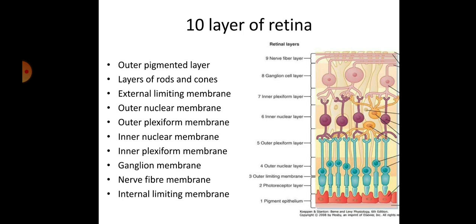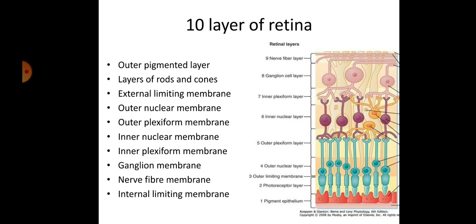After that, the outer nuclear layer. Outer nuclear layer means it is a layer of nuclei of rods and cones. And the outer plexiform layer. Outer plexiform layer means it is the synaptic connection between the rods and cones and the bipolar neuron. Inner nuclear layer. Inner nuclear layer means it is a layer of the bipolar cell bodies.